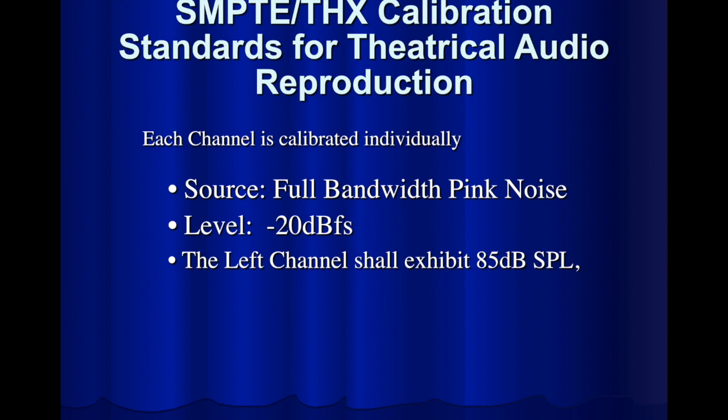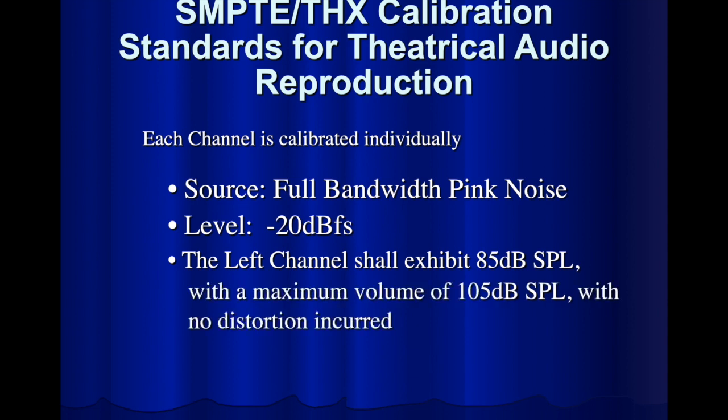Now you'll notice there's a comma after SPL. That's because there's more information. As you can see, if you're sending that information at minus 20 dBFS, you have 20 dB of headroom. So that means that that left channel exhibiting 85 dB SPL at minus 20 dBFS, if the level goes up from minus 20 dBFS to 0 dBFS, that of course is going to be 85 plus 20 for a maximum volume of 105 dB SPL with no distortion incurred.